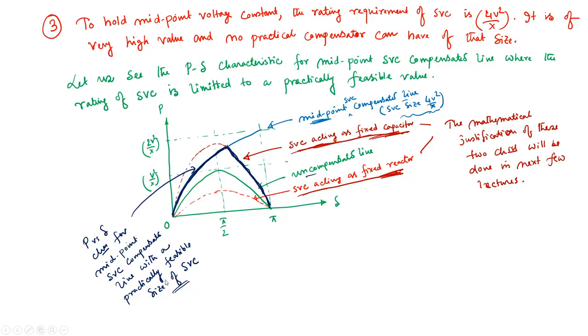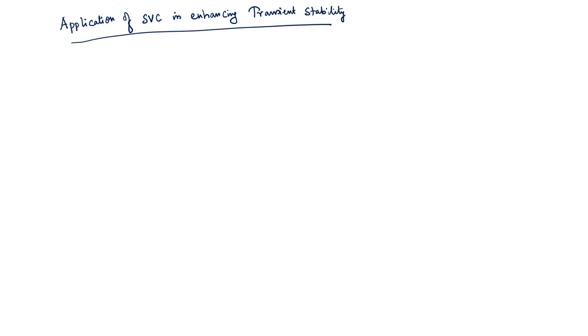this gives some sort of understanding when you talk about this transient stability enhancement using SVC. Okay. So, next what we will learn over here is the application of SVC in enhancing transient stability. Okay. So, now what do you mean by transient stability? What do you mean by stability?